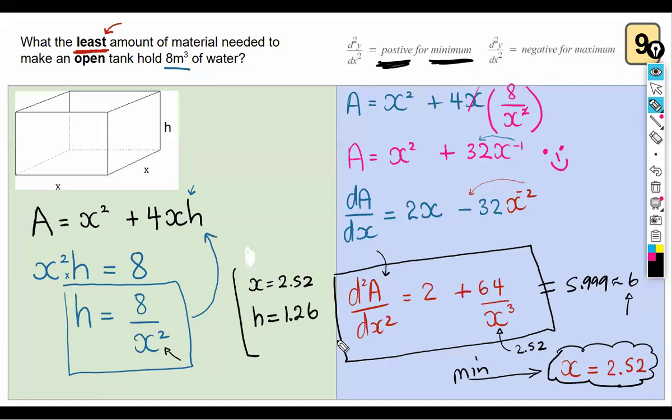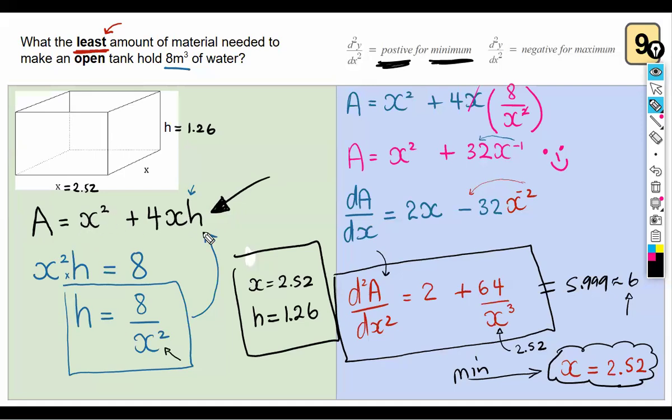Now, usually this would be the end of the question. So to get the least amount of material, the x value needs to be how much? 2.52, and the h value needs to be 1.26, right? Usually that would be the end of the question. But if you read the question properly, they ask you what's the least amount of material. So they want a final answer for the surface area. What's the least amount of surface area? That means you have to go to the first equation now and replace the x with what?